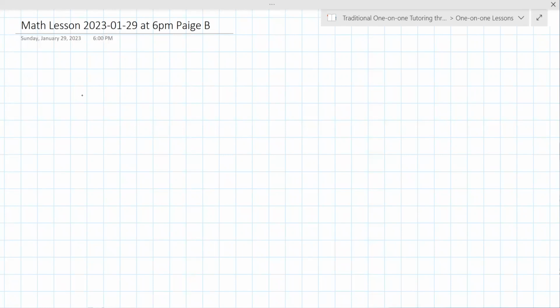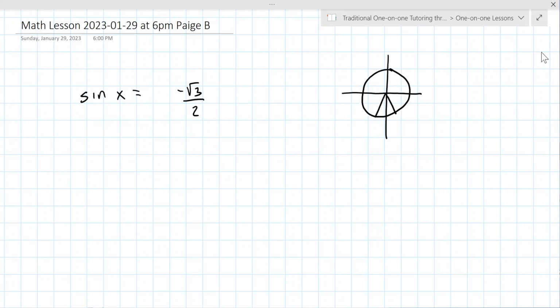Okay, so last time we did some pretty basic problems. We said things like, when is the sine of x equal to negative square root of 3 over 2? This is always the basis of the types of problems we're going to solve here. There are two places on your unit circle where the y value is minus root 3 over 2. It's here, and here. Can you give me those values on the unit circle? It's 5 pi over 3.